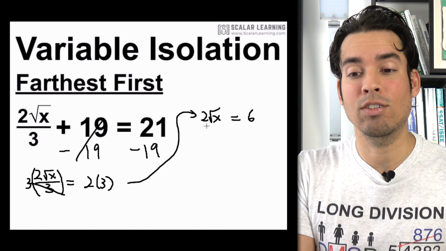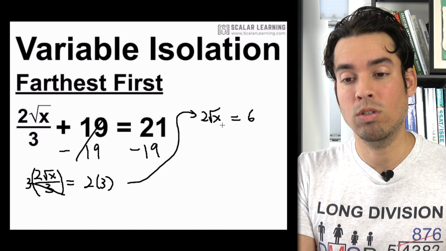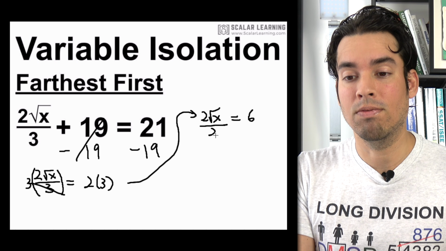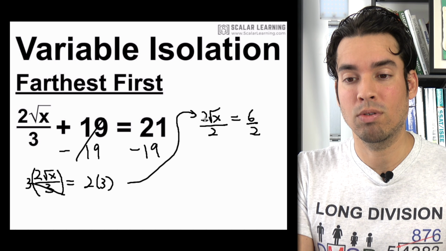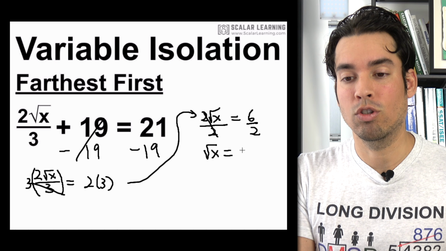Now I want to get rid of that 2. The square root is going to be the last thing we get rid of. The 2 is multiplying this quantity, so we're going to divide by 2. That's the inverse operation of multiplication. And I get square root of x equals 6 over 2, which is 3.